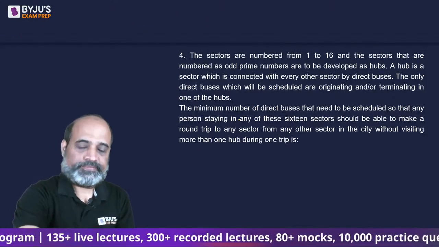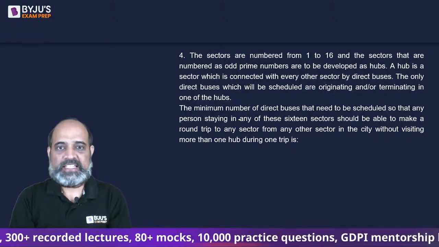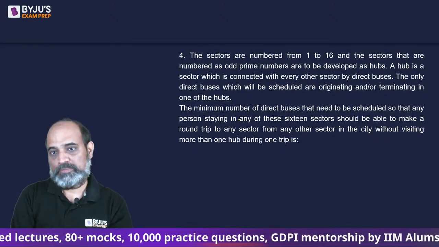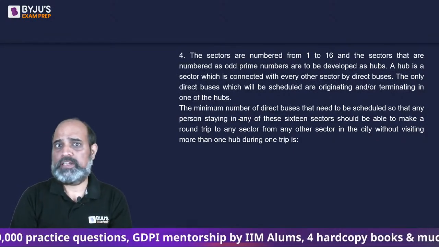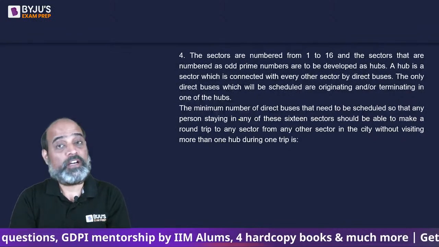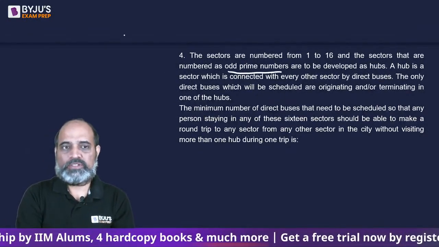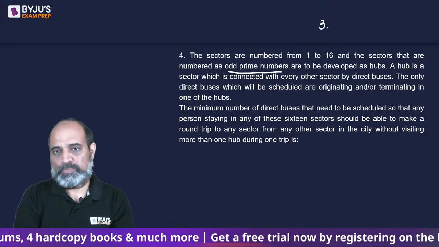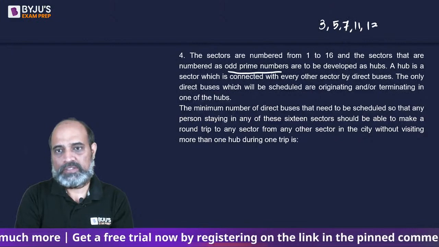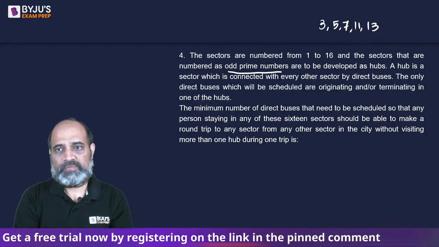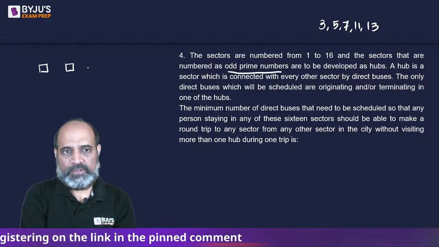Okay. Next, the sectors are numbered from 1 to 16, and the sectors that are numbered as odd prime numbers are to be developed as hubs. So this question is same as the previous one. Here they just did not mention how many hubs we are going to have. So since we need odd prime numbers, which are odd prime numbers? The odd prime numbers are 3, 5, 7, 11, 13, right? 16 tak hai number. So we are going to have 5 hubs.